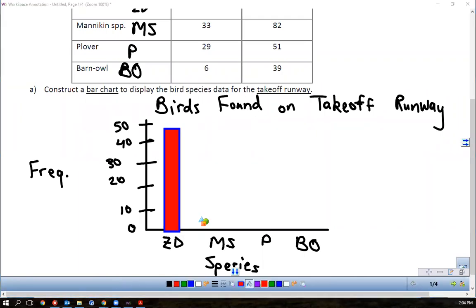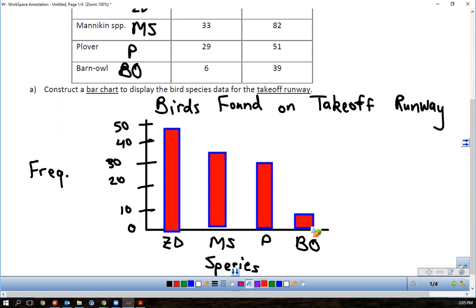There's my zebra doves. For the mannequin sparrow, we had 33, so just above the 30, I should say. For the plover, we had 29, so not much lower. And then for the barn owls, we had 6, so barely any barn owls. Okay, there's our graph.